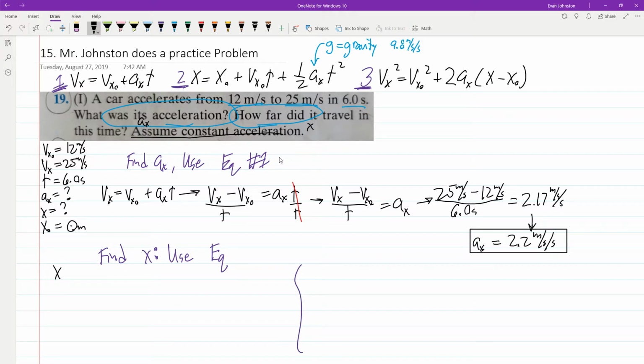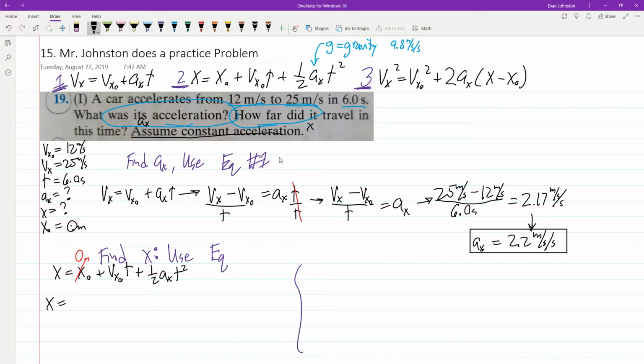So we have x, our displacement, is equal to the initial displacement plus the initial x velocity times time plus 1/2 the x acceleration times time squared. Well, we know that we get to call where it starts 0, okay? And now I can literally just plug in.